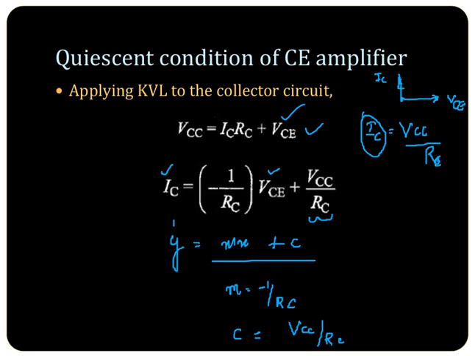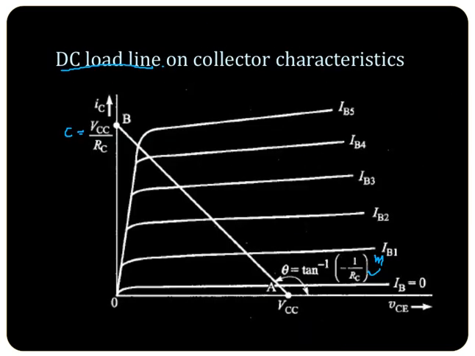So what is the value of VCE when IC is 0? When IC is 0, VCE is equal to VCC, from this expression VCC equal to IC RC plus VCE. So here you can see VCE equal to VCC when IC is equal to 0, and IC equal to VCC by RC is the condition when VCE equal to 0. And joining these 2 points you get the DC load line.